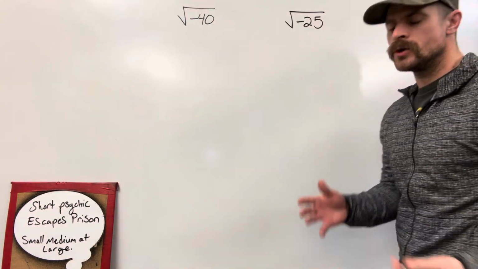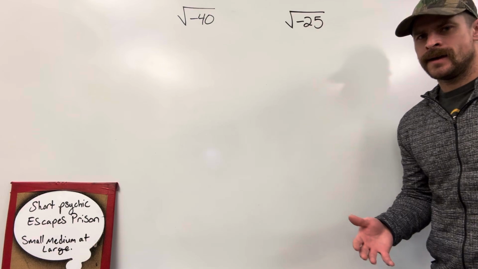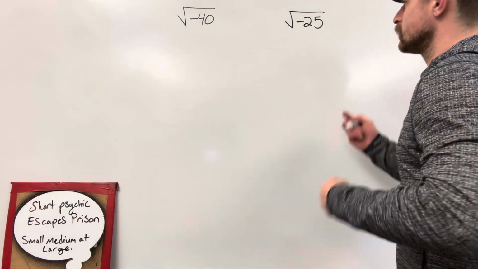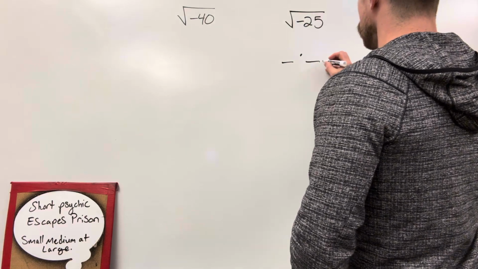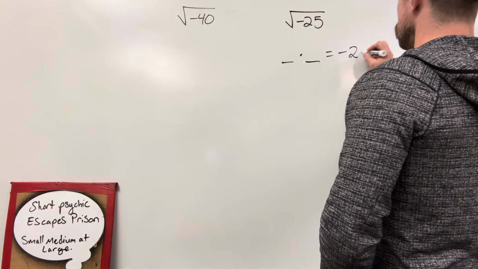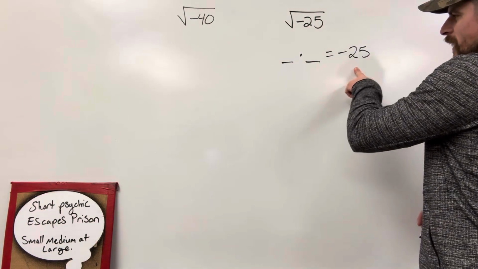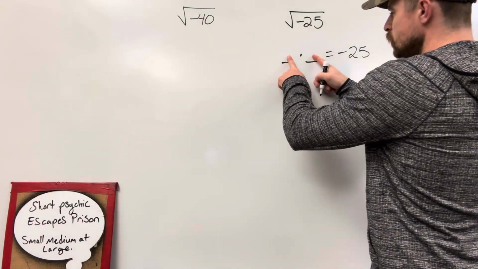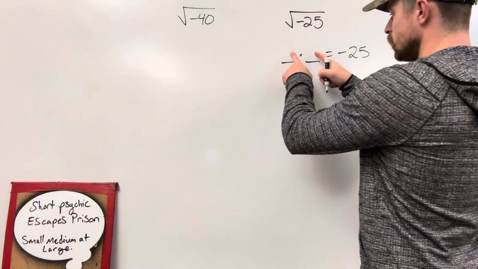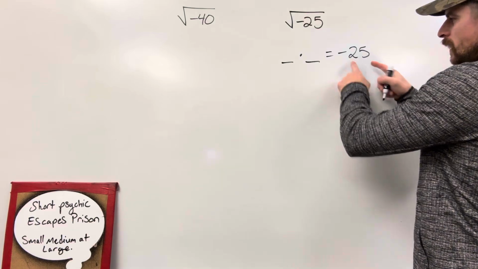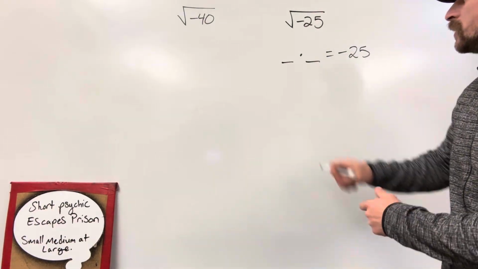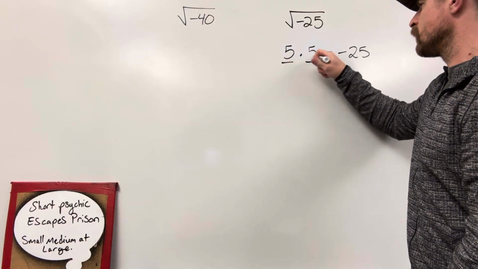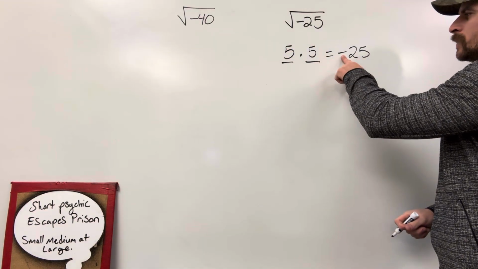Okay, so the square root of negative 25 technically can't be done, right? So what does the square root mean? What number times itself would make negative 25? So if we think about this equation here, are there two numbers that have to be the same that could go here and make negative 25? Well, I think we can all imagine 5 is obviously the number we want to use. 5 times 5 makes 25. But we need negative 25.